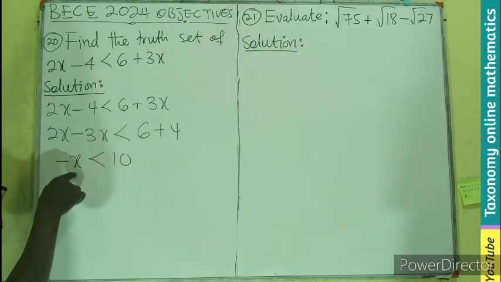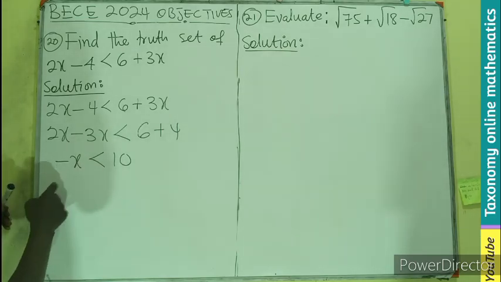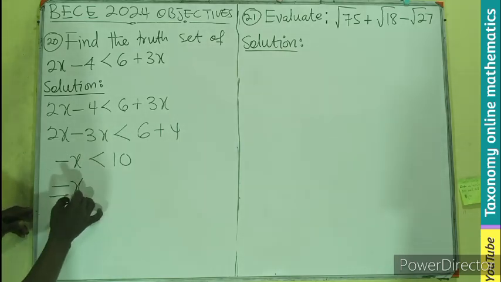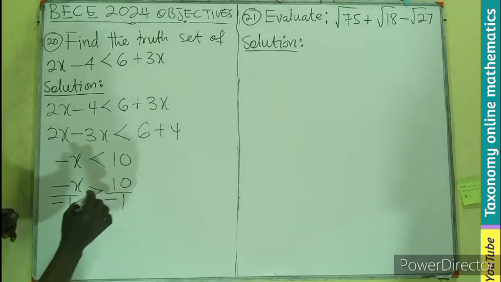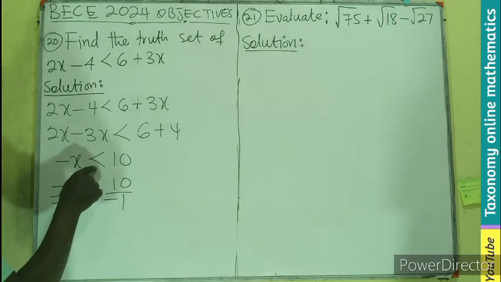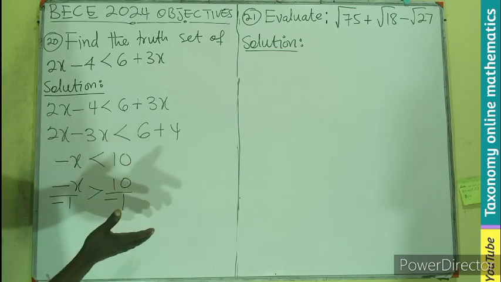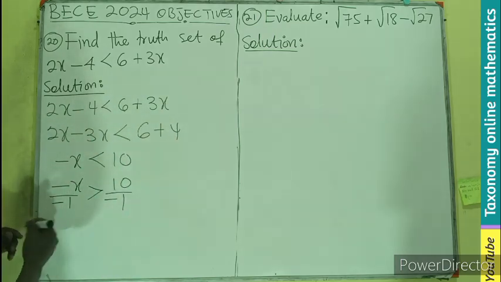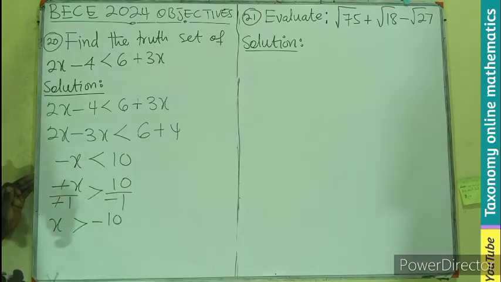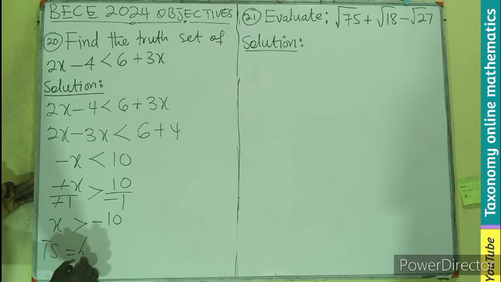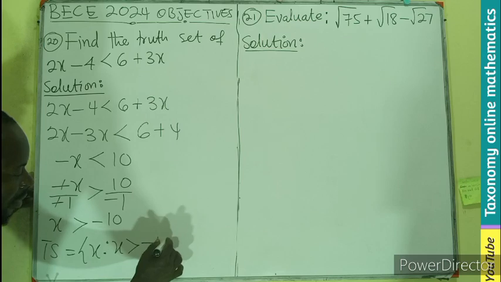But we are looking for the value of x to be positive. So we divide both sides by the negative. That's negative 1. That makes it negative x divided by negative 1, 10 divided by negative 1. You observe that I've changed the sign. When you are dividing by a negative, the inequality sign changes. It changes or it reverses. So here I'll be having x to be greater than negative 10. So the truth set is going to be the set of x such that x is greater than negative 10.